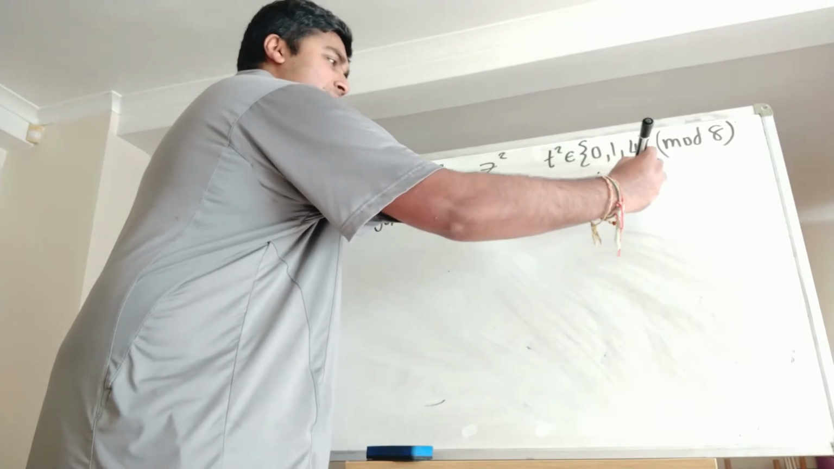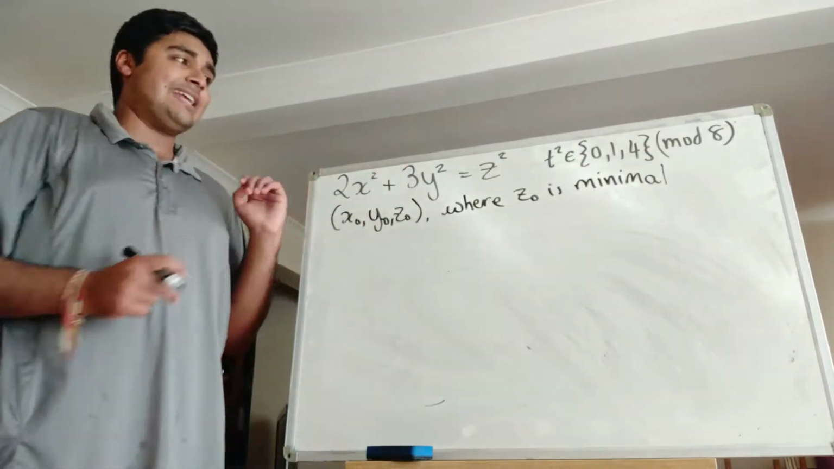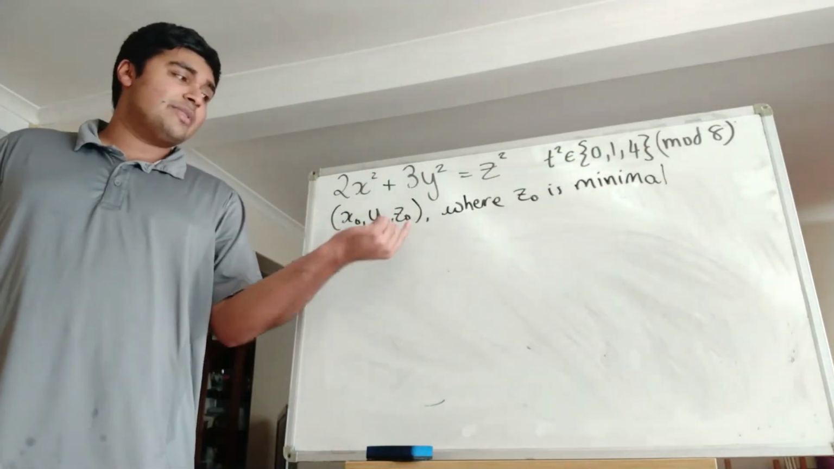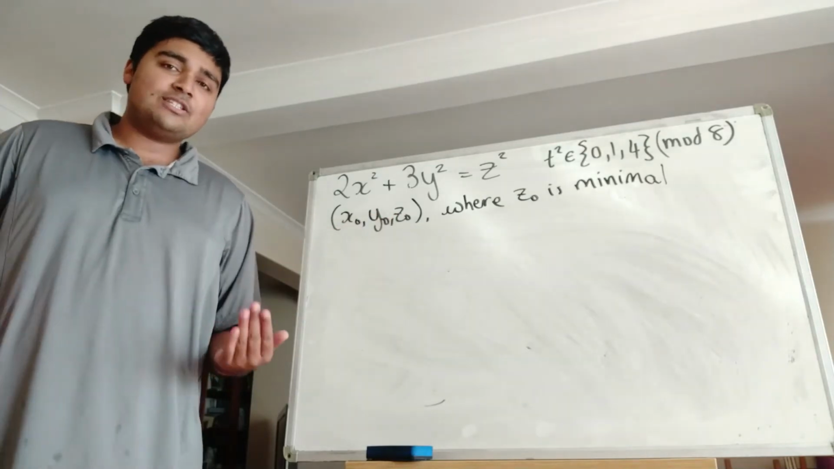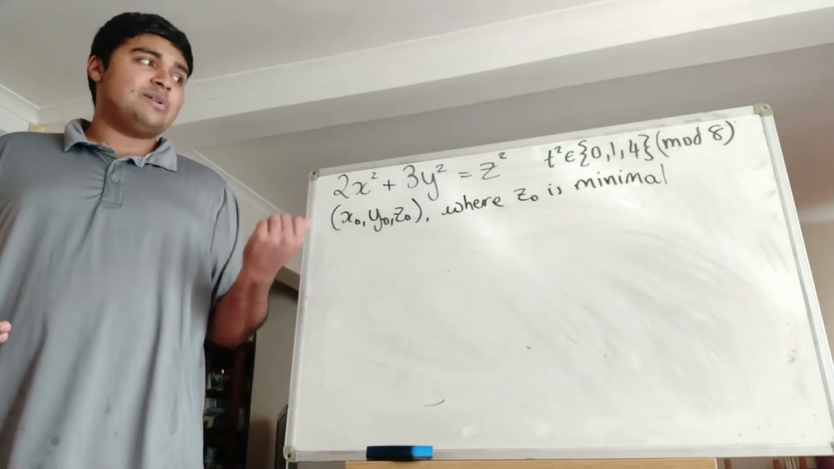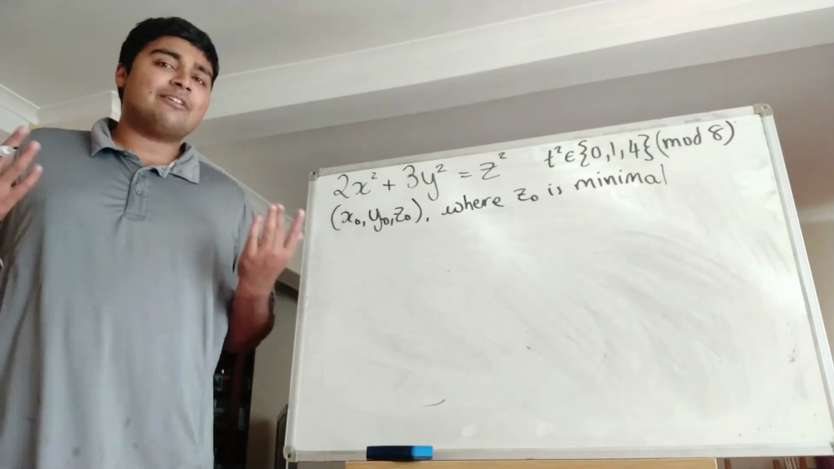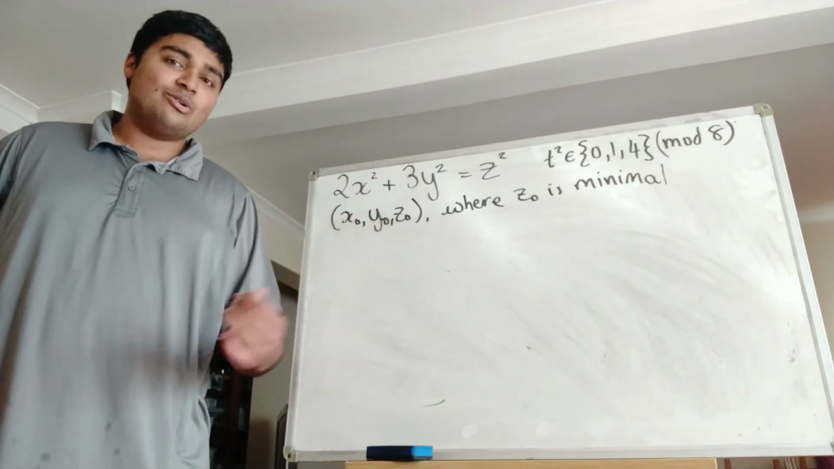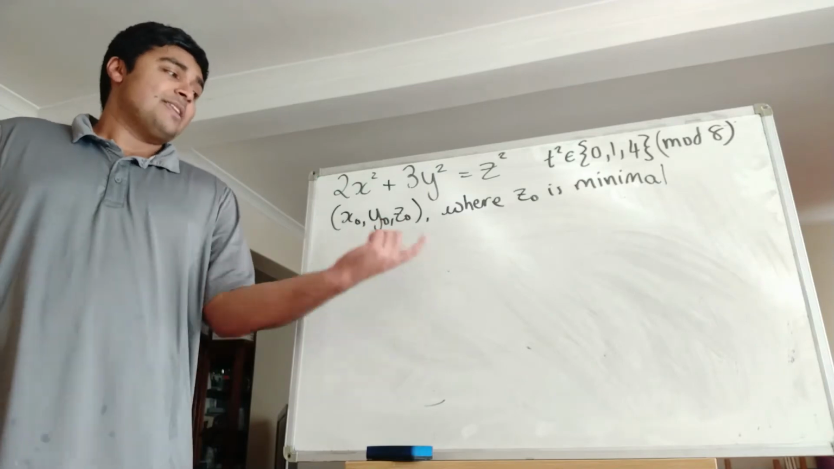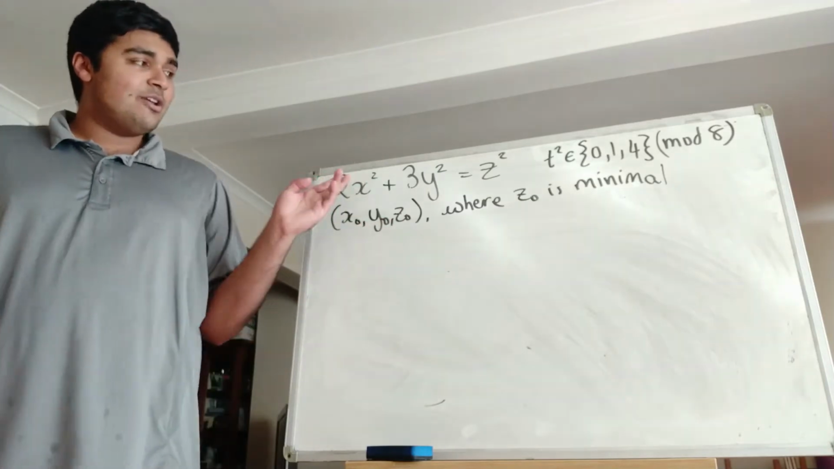There could be a few with the same z0, with different x's and y's. It doesn't matter, we'll just choose one with the smallest z0. Then we're going to show that from this we can construct another one with a smaller z value, and of course that contradicts the fact that z0 is minimal. Now, we have x0, y0 and z0. What do we know from this equation here?